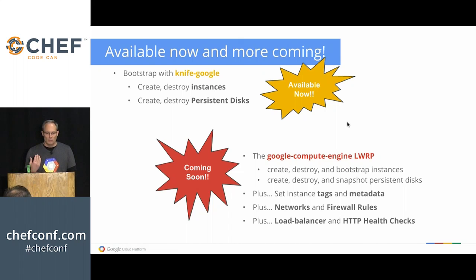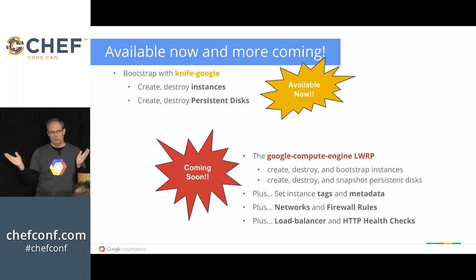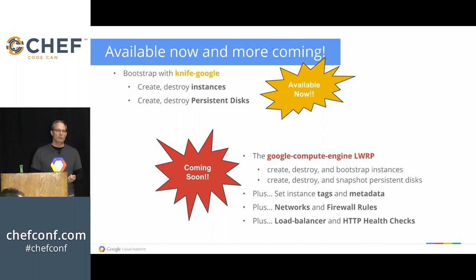All right, so available now and what's coming. Knife Google has been available for, I don't know, a year or so now, and we've kept that updated. As Google has come out with new features and releases, Paul's been very good about keeping it updated. And then we also have the Google Compute Engine LWRP. And I say it's coming soon.